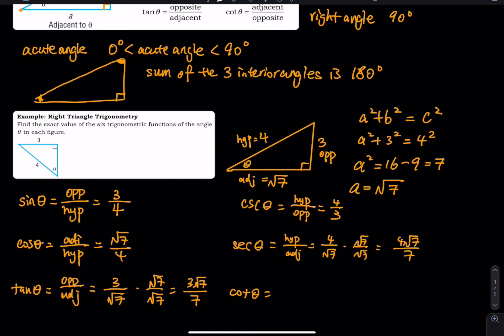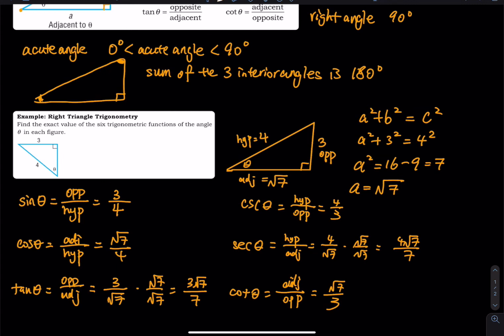And then the last one, you swap the top and bottom, adjacent divided by opposite. So that is root 7 divided by 3. So that would be the 6th trig function.